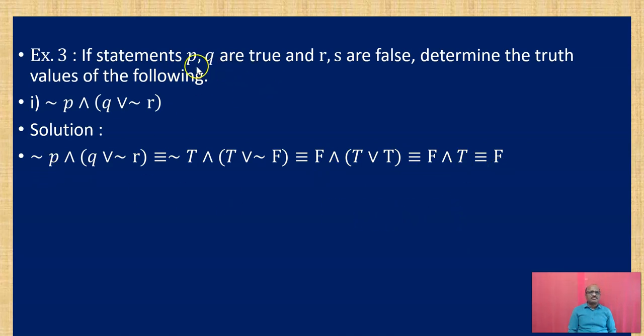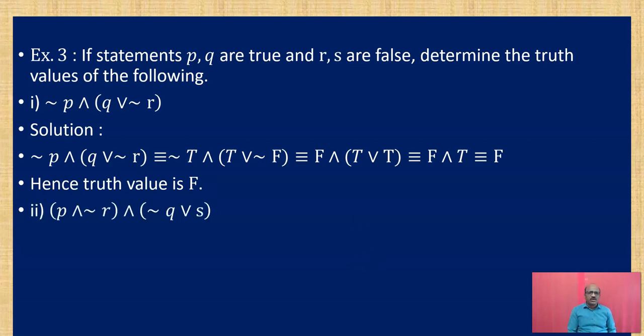Again you can see this: P and Q are true, therefore we substitute. In place of P, T. In place of Q, again T. In place of R, F. Negation of F is true. T or T is T. And the negation of T is F. F and T is again F. Hence, the truth value is F.